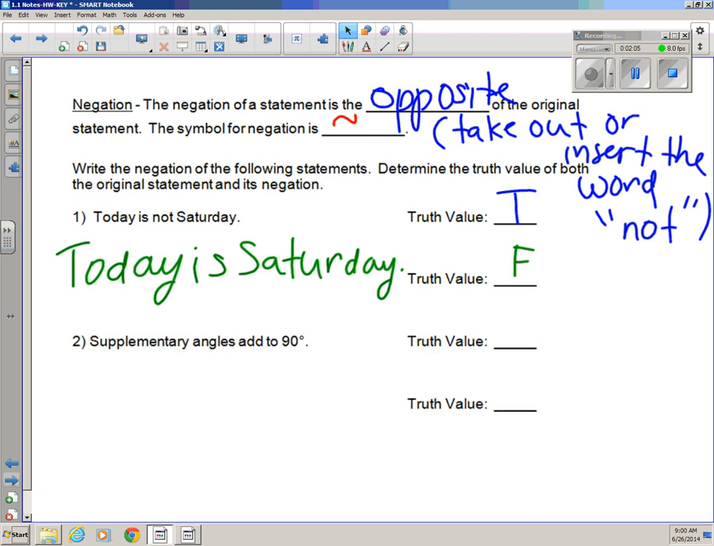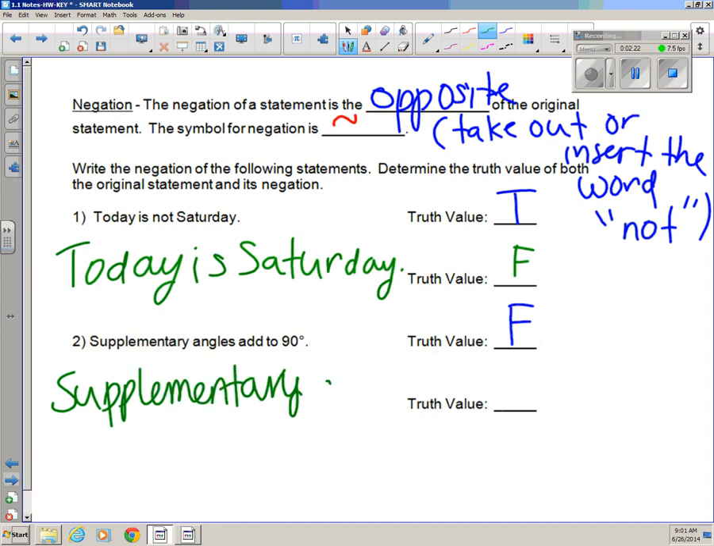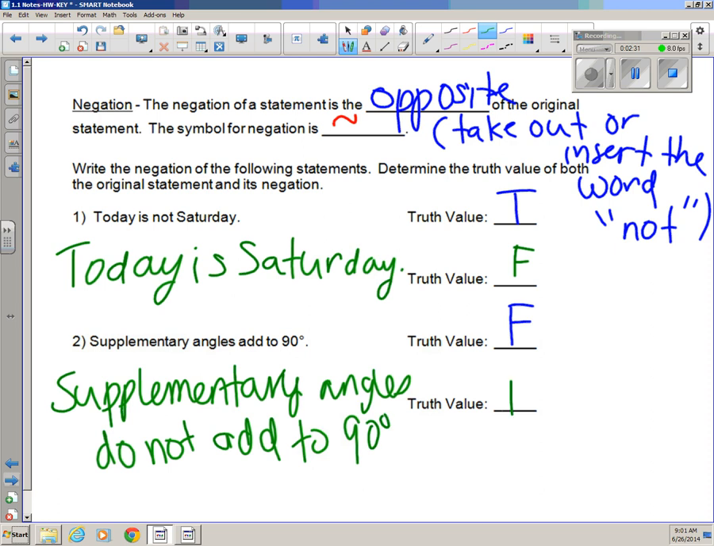You can't be both. So supplementary angles add to 90. Hopefully you know that that is not true. Supplementary angles add to 180, but the negation of this would be supplementary angles do not add to 90 degrees. And then this would have to be true. All right, so negations, inserting the word not or taking out the word not, that's how you do your negation.